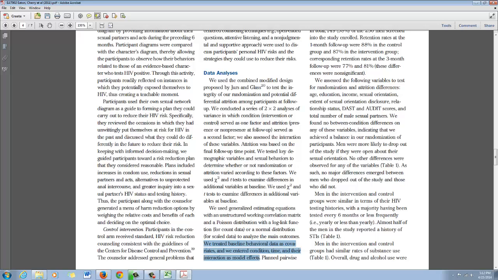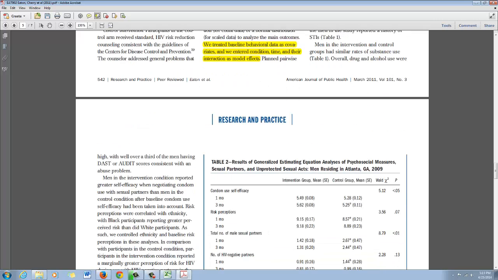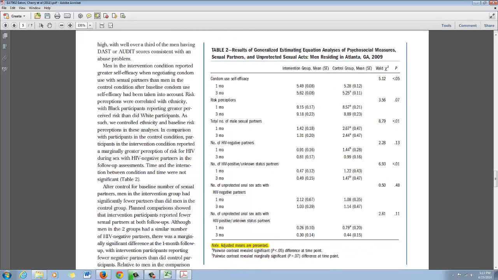And as you can see right here is where it says it. We treated baseline behavioral data as covariates, and we entered condition time and their interaction as model effects. So it's basically saying what's being controlled here is the baseline data. So we're going to show you how to input that and note that when you report your effect sizes in the calculator.